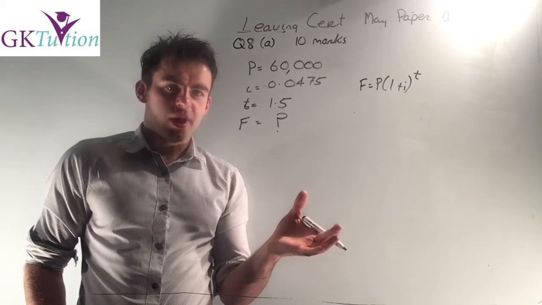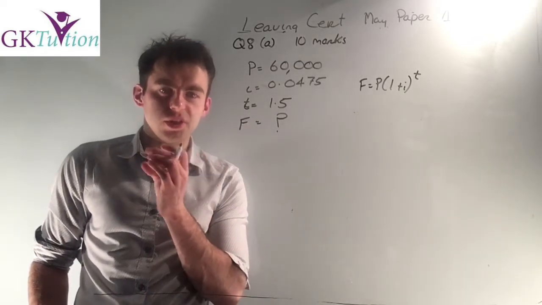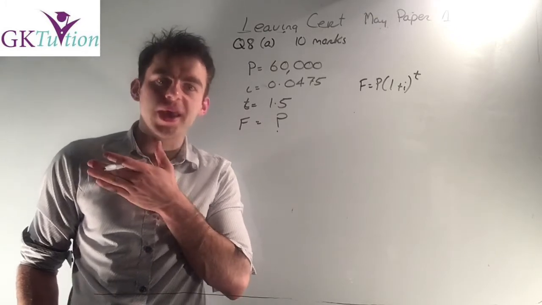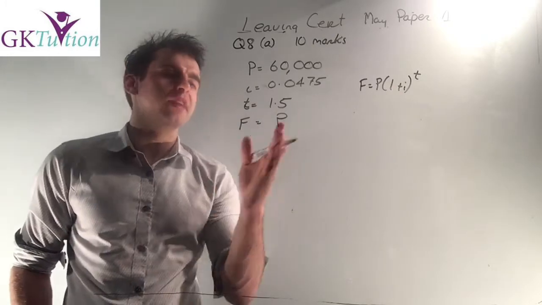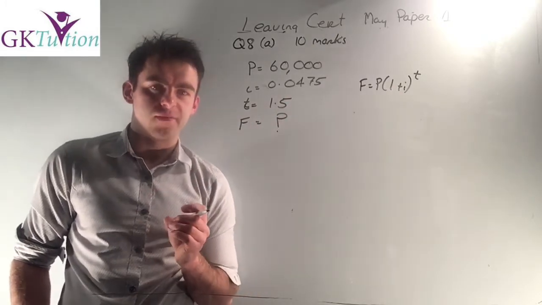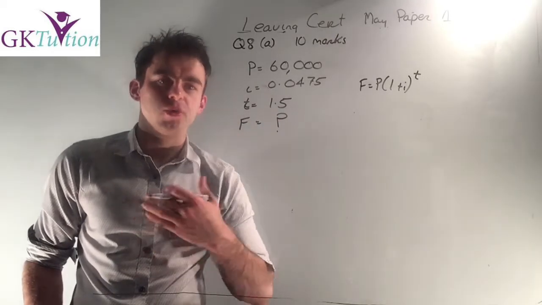Meg borrows 60 grand from the bank, and she chooses a payment-free option, which means that she doesn't have to pay any of the money back for the first 18 months. So you can view this, and oh, it told me the interest rate is 4.75%. So suppose I asked you, how much money will she owe them in a year?